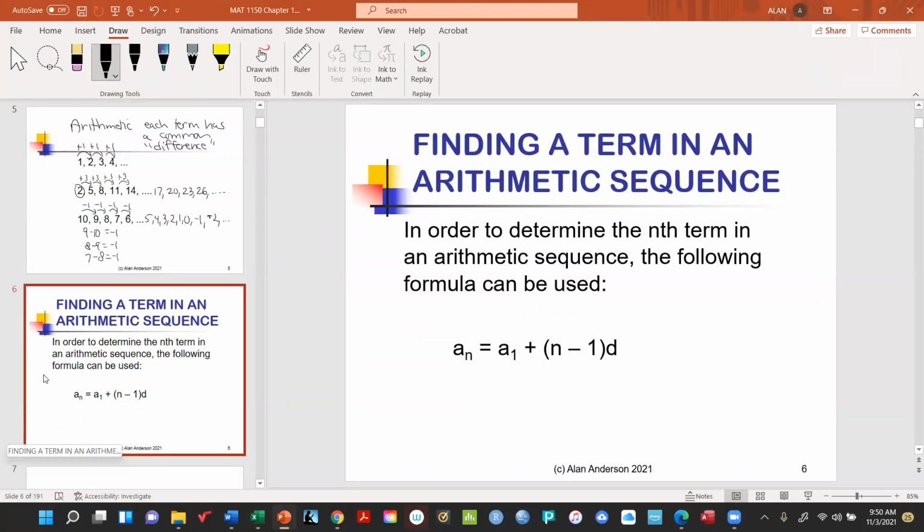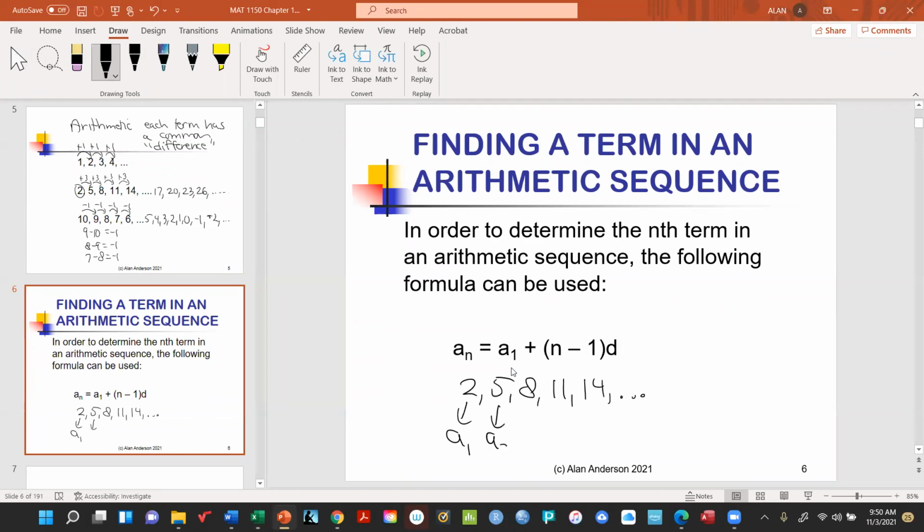Now, before we go any further, I just want to point out that for the terms in the sequence, let's say, once again, we're thinking about 2, 5, 8, et cetera, et cetera. Each term is referred to as A with a subscript that tells us which term it is. Okay, so that's the notation we'll be using. A1 means the first term, A2 is the second term, all the way up to wherever we go. So AN is, of course, then the nth term, the one we're looking for.